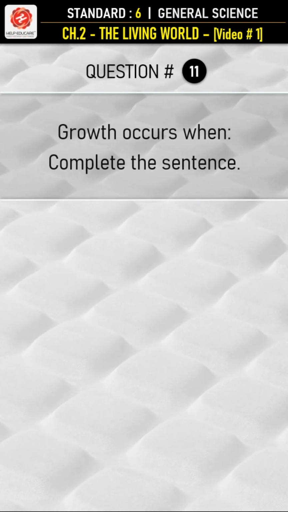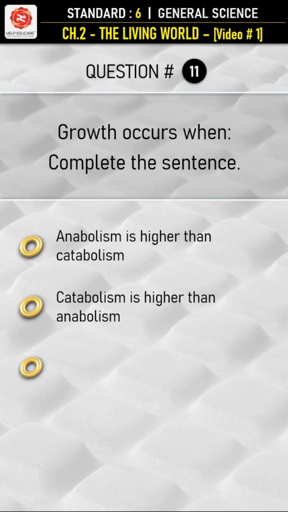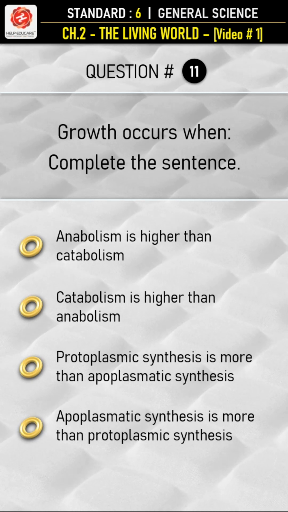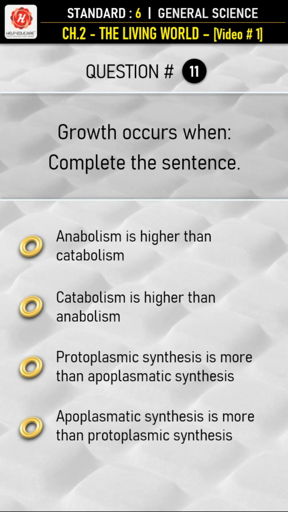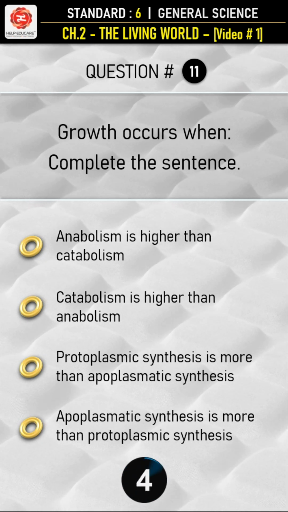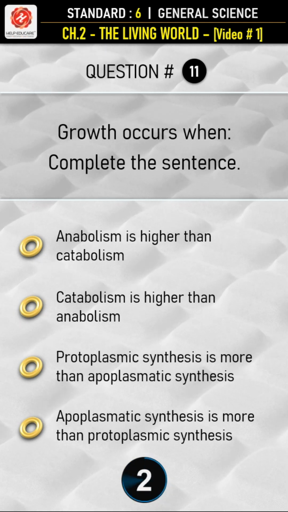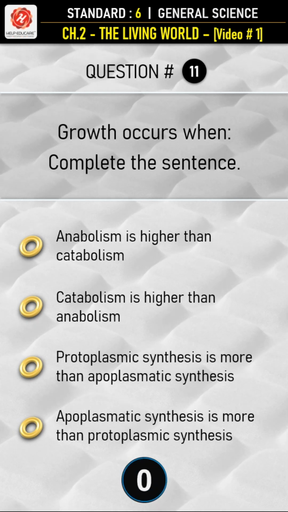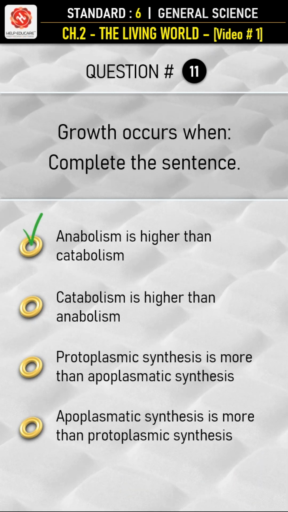Question number 11. Growth occurs when? Complete the sentence. First option, anabolism is higher than catabolism. Second option, catabolism is higher than anabolism. Third option, protoplasmic synthesis is more than apoplasmatic synthesis. Fourth option, apoplasmatic synthesis is more than protoplasmic synthesis. Answer will be shown after 5 seconds. Your time starts now. Correct answer is anabolism is higher than catabolism.